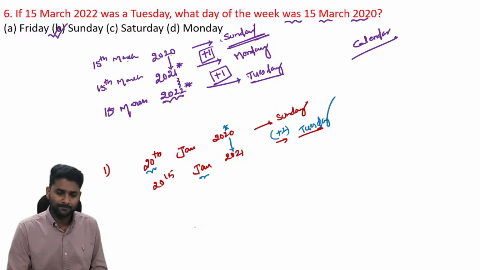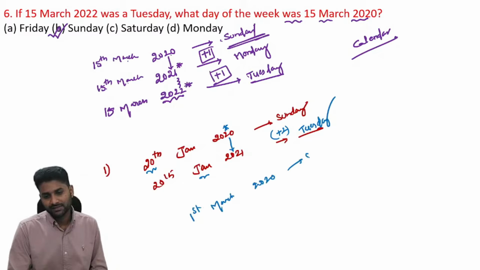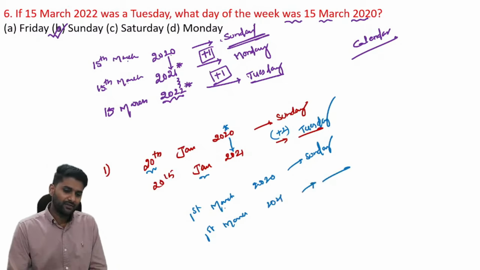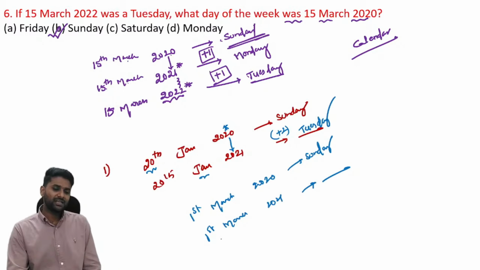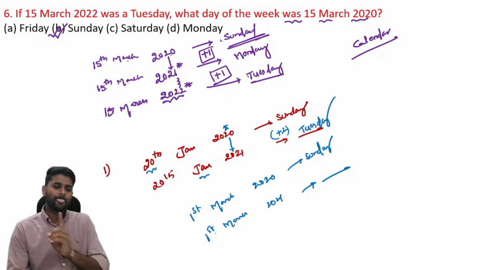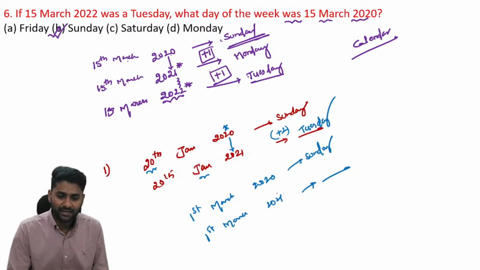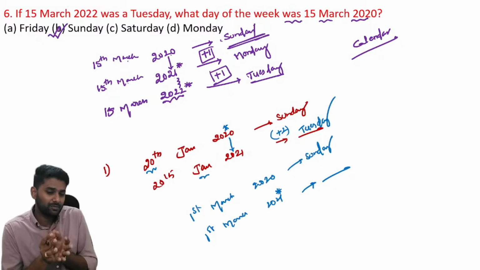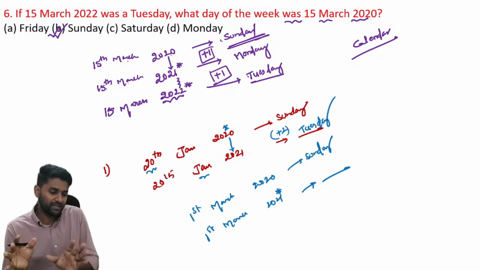For example, 1st March 2020 is Sunday. 1st March 2021 is dash. Here the question is from 1st March 2020 to 1st March 2021. Here running calendar is 21, not 2020. Reason behind this, entire February you can see in 21 calendar, not 20 calendar.